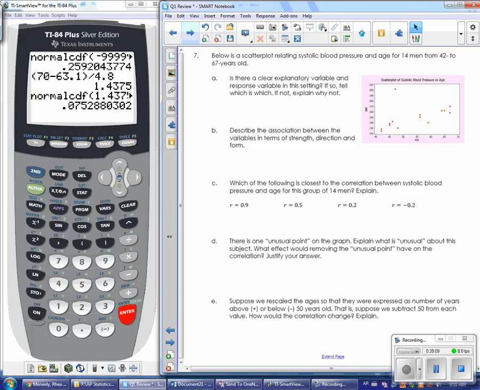It says below is a scatter plot relating systolic blood pressure and age for 14 men from 42 to 67 years old. Is there a clear explanatory variable and response variable in this setting? If so, tell which is which. If not, explain why not.